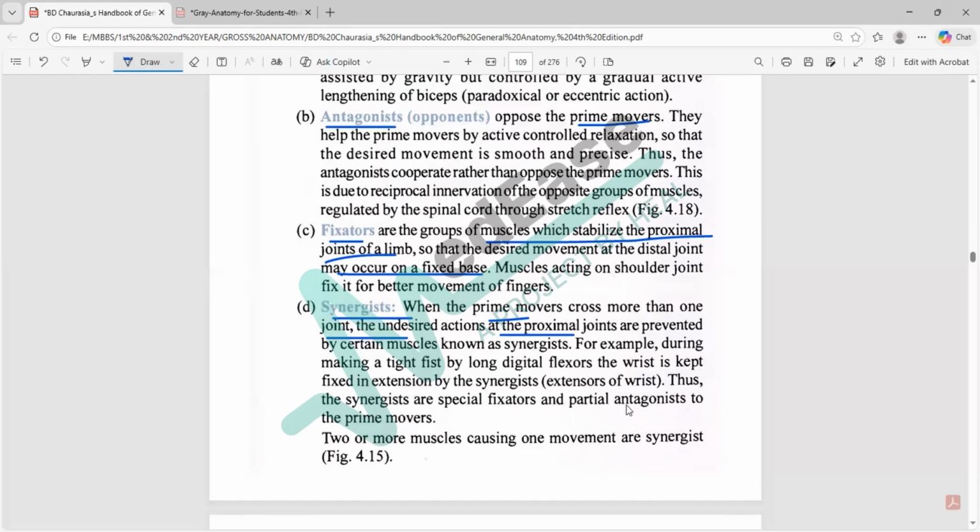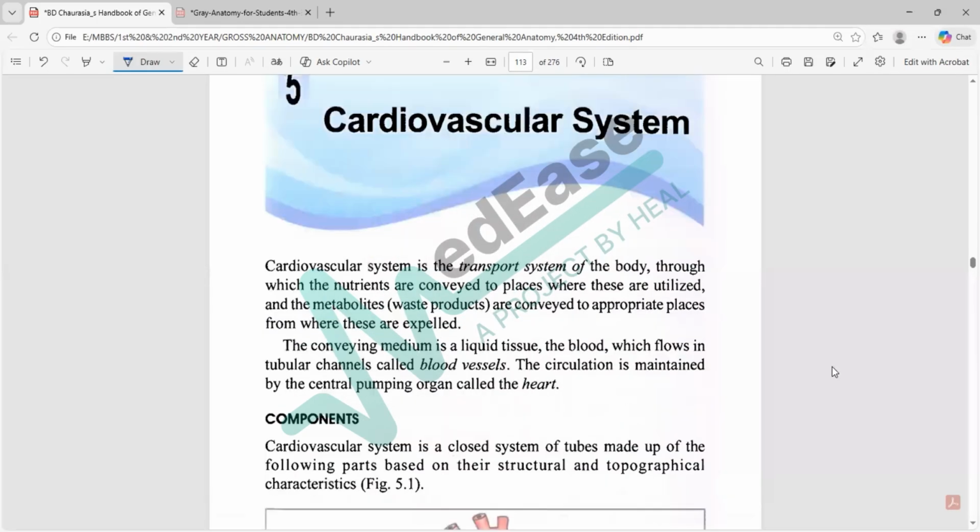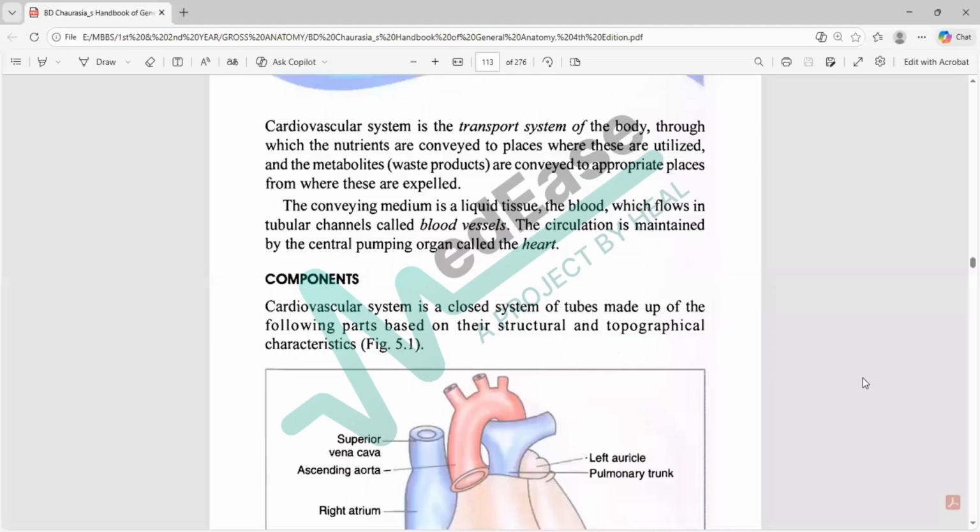Okay, guys, now we will be starting the cardiovascular system. Now, moving to topic number 5, where we will be discussing the cardiovascular system. So now let's start. What does the cardiovascular system mean?